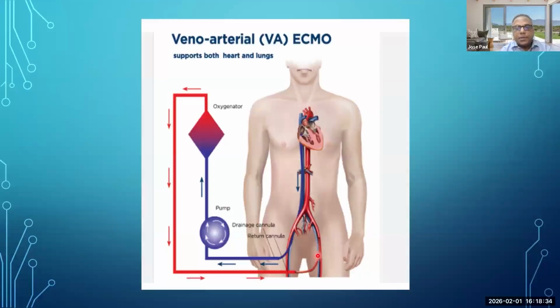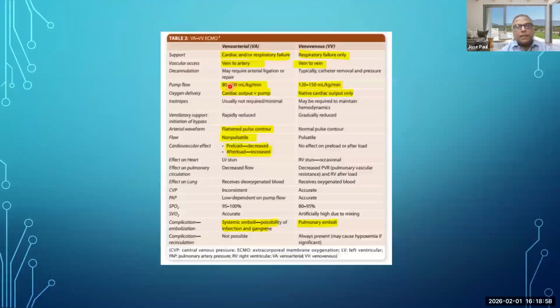So actually there are two returning cannulas, one into the femoral artery directed upwards and the one directed distally towards the left leg to prevent the limb ischemia. So this is a veno-arterial ECMO, and you have to remember that it supports both the heart and the lungs. So if you want to support both the heart and the lungs, you go for a veno-arterial ECMO, and if you want to support only the lungs, you go for a veno-venous ECMO.